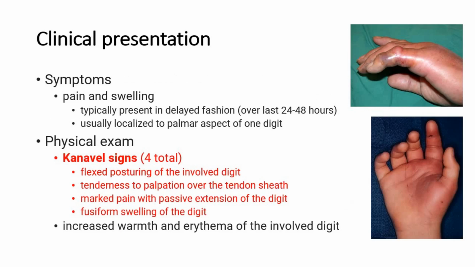Clinical presentation of pyogenic flexor tenosynovitis. Symptoms are pain and swelling. Typically present in delayed fashion over last 24 to 48 hours. Usually localized to palmar aspect of one digit.